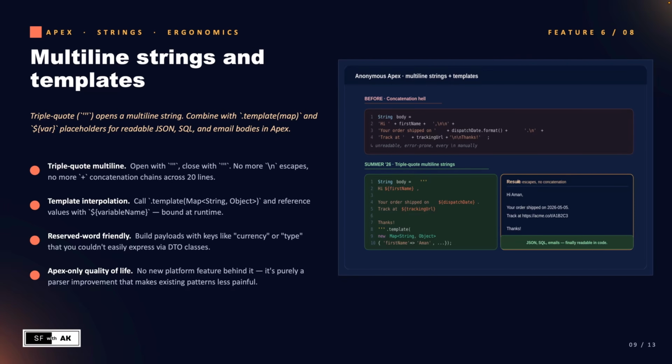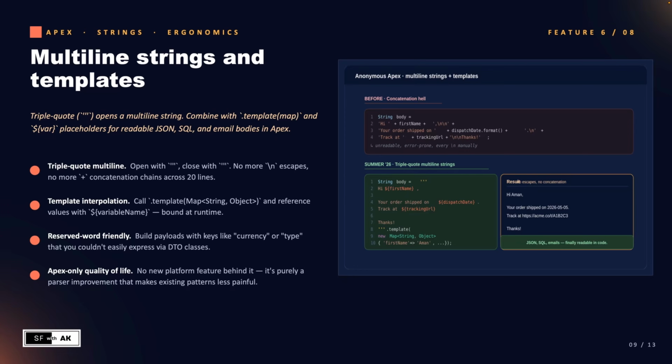Okay, the next feature is multi-line strings and string templates. So if you ever built a JSON payload for any callout or an email body or a SOQL string in Apex, you must have felt the pain. If you need to write multiple lines of strings in separate lines, you need to add the plus sign and it was messy. And if you ever needed to add an apostrophe inside the string, you needed to escape it with a backslash. But Summer 26 gives us triple quoted multi-line strings.